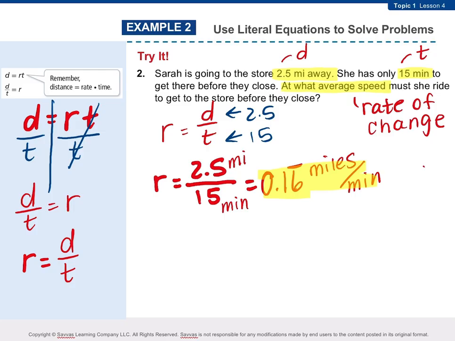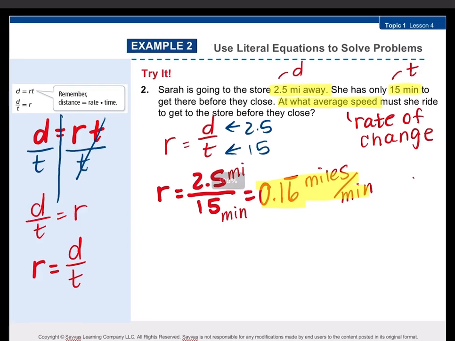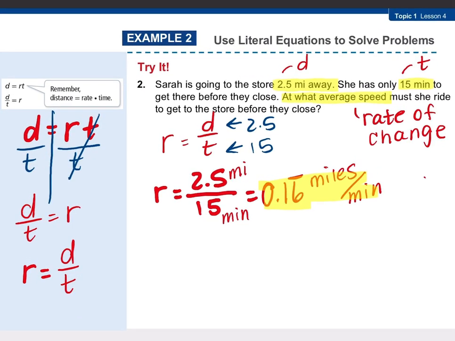I don't love that answer just because I don't think miles per minute is super useful as a unit. I think that answer is fine for math class. I would rather have it be miles per hour, but that would mean then I need my time to be in hours. So I could do that if I wanted to change 15 minutes, right? 15 minutes out of 60 minutes in an hour is 0.25. So it would be 0.25 hours. 15 minutes is a quarter of an hour.